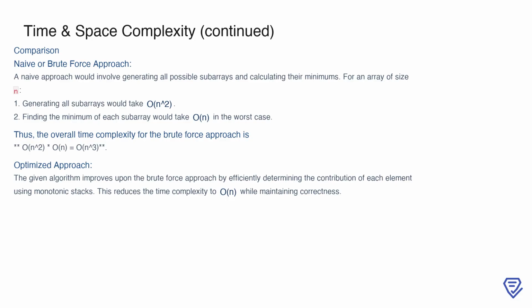To understand the efficiency of this approach, let's compare it to a naive or brute force solution. In the naive approach, we would generate all possible subarrays, which takes O(n squared) for an array of size n. Then, for each subarray, finding the minimum element would take O(n) in the worst case. Multiplying these together gives an overall time complexity of O(n squared) times O(n), or O(n cubed). In contrast, the optimized approach leverages monotonic stacks to determine the contribution of each element efficiently. By avoiding redundant computations and directly calculating contributions, the optimized algorithm reduces the time complexity to O(n), while ensuring correctness. This is a significant improvement over the brute force O(n³) solution.